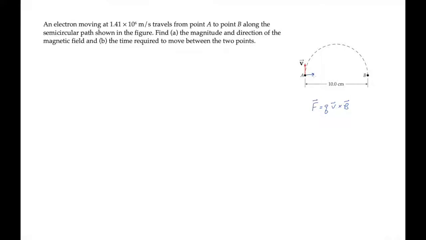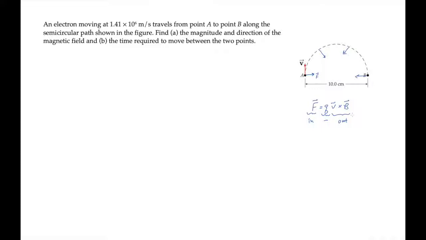Because the electron is moving in a circle, we know the net force on it must be towards the center of the circle, so that this vector F is directed in. Because the electron's charge is negative, the remaining term V cross B must be in the outward direction. Now the force F must be perpendicular to both the velocity V and the magnetic field B.